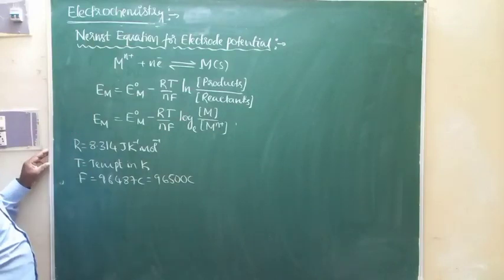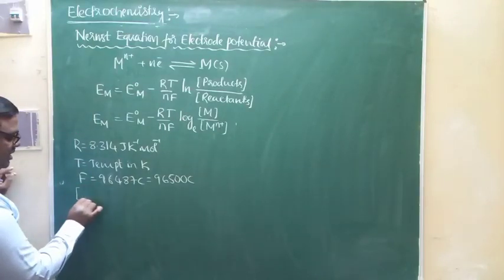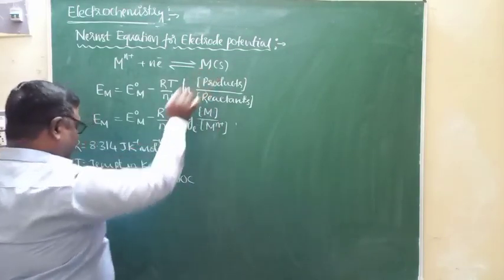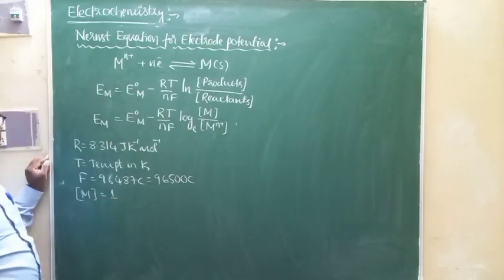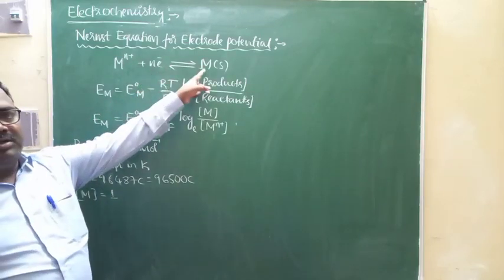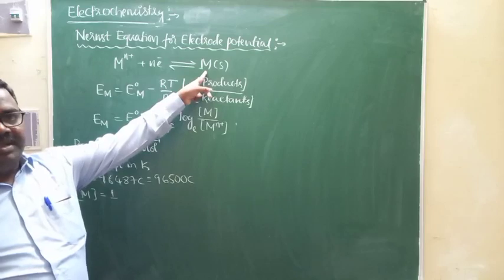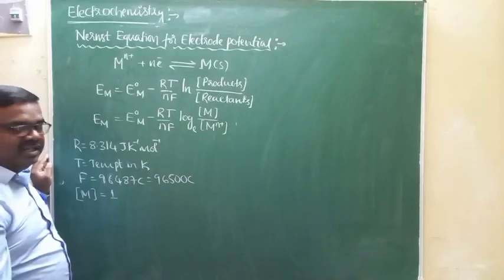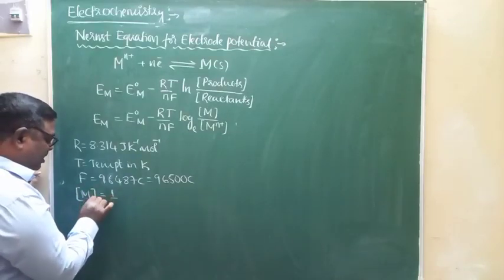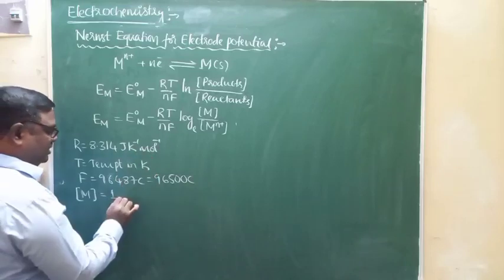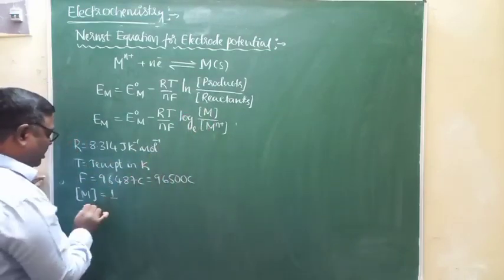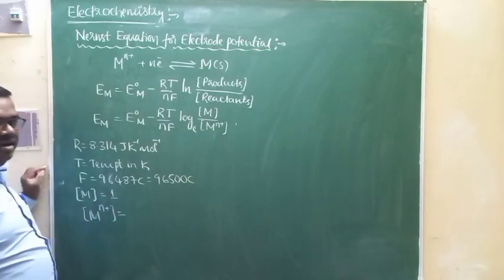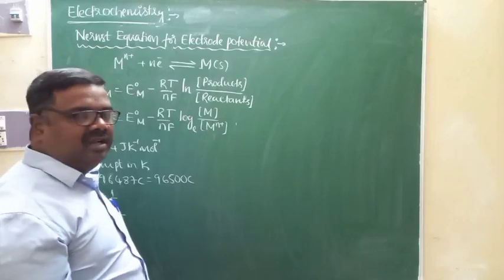This is Faraday's constant F. And of course here, M is the molar concentration of the metal in solid state, which will be taken as 1. You know that during a chemical reaction, the molar concentration of solids or liquids remains constant. Therefore, the active mass of pure solids and pure liquids will be taken as 1. Therefore, the molar concentration of solid metal is 1. And of course, here we have the molar concentration of the metal ion, M^n+, present in the electrolytic solution.